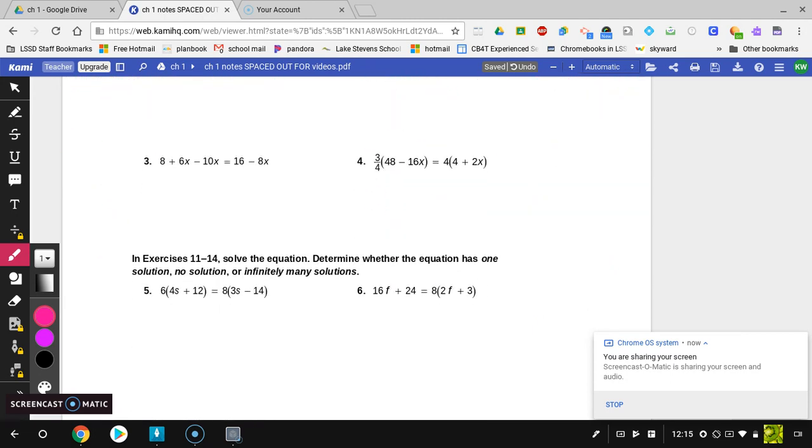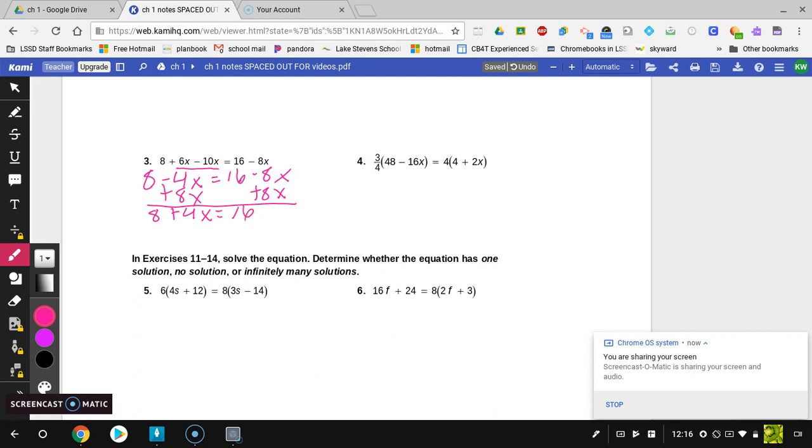Okay. Number 3. So this time I actually have some like terms that I need to combine on the left-hand side of my equation. So I've got a 6x minus 10x that I can do. So I have 8, and then 6x minus 10x is a -4x. So I'll have 8 minus 4x is equal to 16 minus 8x. So if I have any like terms, I want to combine those first. Once they're combined, then it's like number 1 and 2 that we already did. So I want to get all of my variables to one side. I'm going to choose to add the 8x over to the other side, but you could have added the 4x over to the right-hand side. So I'm left with 8 plus 4x is equal to 16.